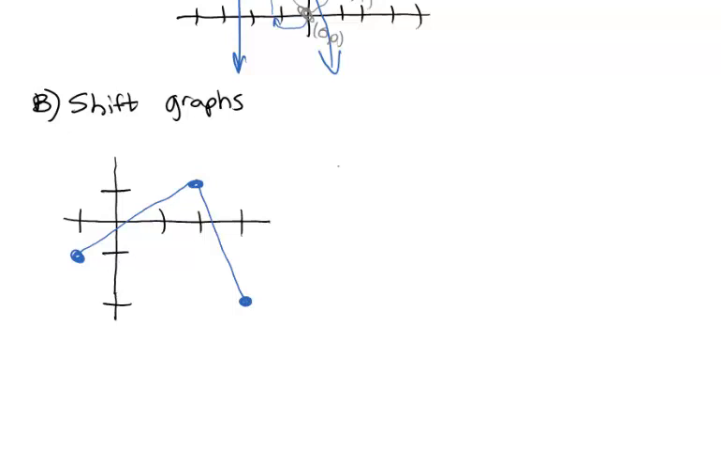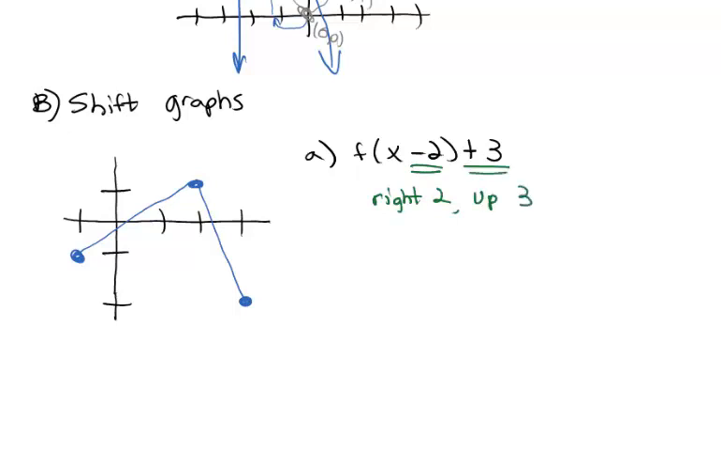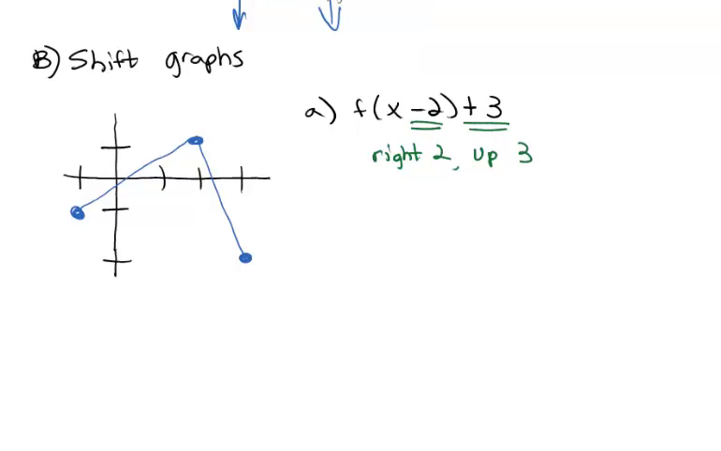What we are going to do is graph f of x minus 2 plus 3. And what we'll see is inside the function, the minus 2 will move the graph right 2 units, and the plus 3 will move it up 3 units. And so we should be able to clearly see what the new graph is going to look like.